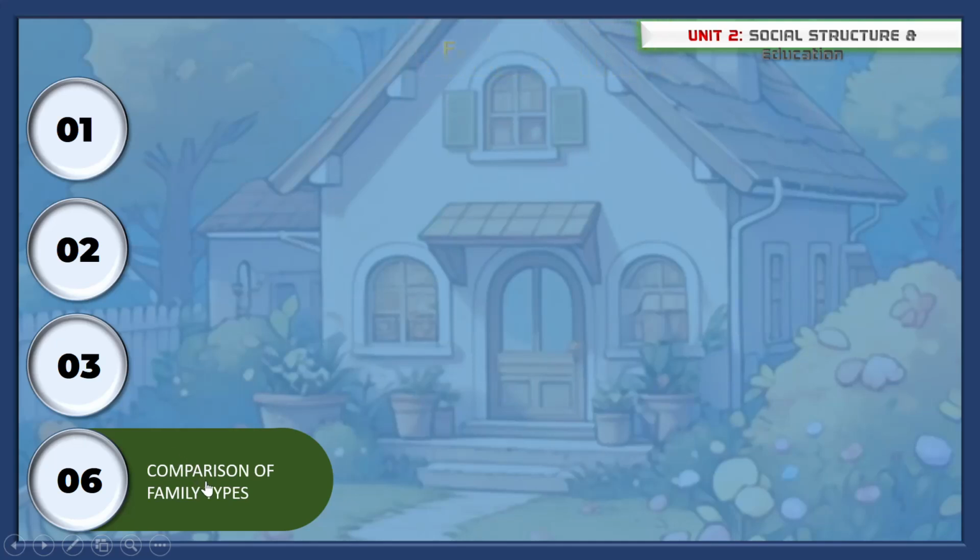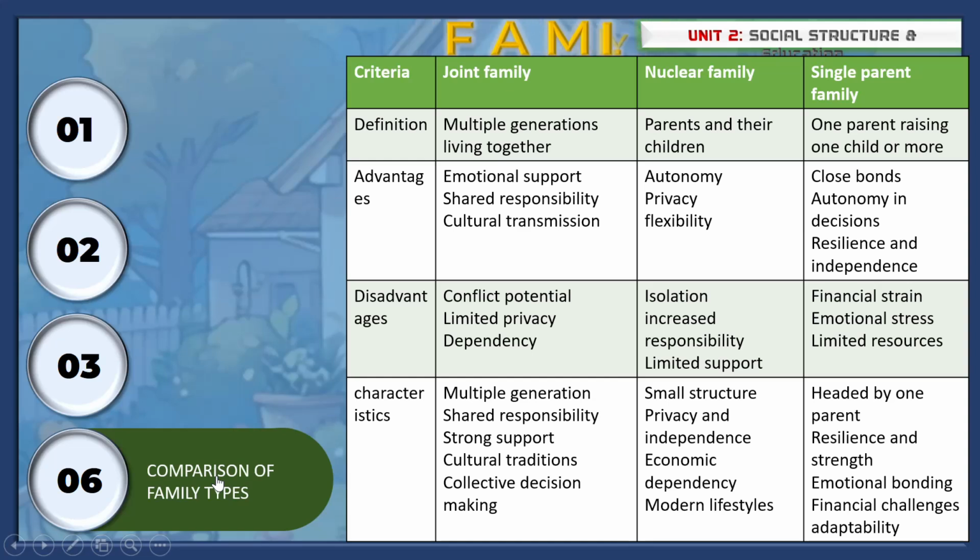Now, let us understand what the comparison of families is, how we can compare, and what we can understand with the comparison of the families. Which family type do you think provides the best support system and why? So, when we understand in depth all these, what are the advantages, what are the disadvantages, what are the characteristics, then I hope you will be able to answer this question. Have a look at this table here. The first column mentioned over here is about criteria, and there are three commonly found families: joint family, nuclear family, single parent family. Now let us compare the different types of families.